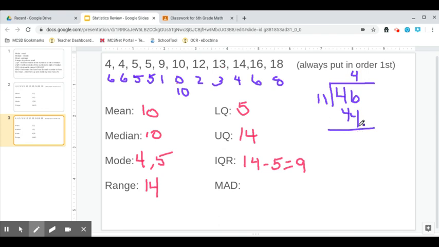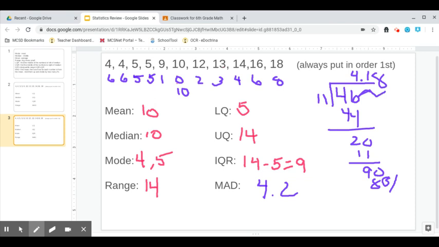11 goes in there 4 times, gives me 44. 2 left. 11 goes into 20 1 time, so it's 4.1. 90. 11 goes into 98 times. 88. We'll stop here and we'll just say this is 4.18. We'll round it up to 4.2 because 8 rounds up. And we'll get 4.2 for that.